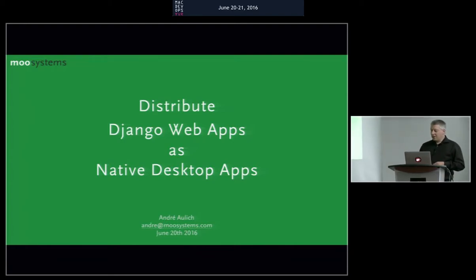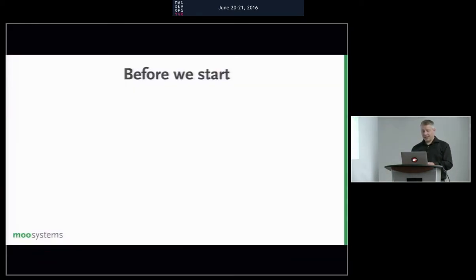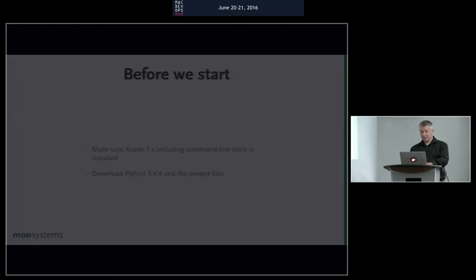So this is a workshop. So if you want to write code, you can do that. If you don't want to do that, you can still do it later. So first thing, if you want to follow that workshop and write some code, it would be really good if you had Xcode installed, including the command lines. And you need Python 3.4.4 and the project files.